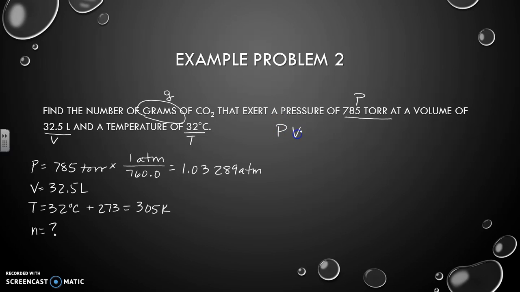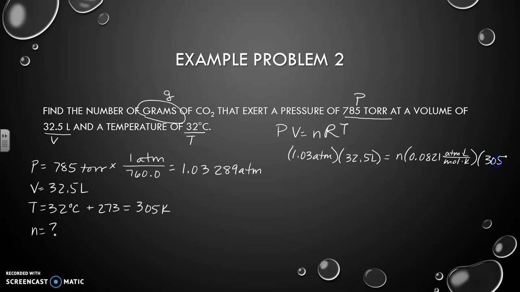So now we just plug into PV equals nRT, and we do 1.03 ATM times 32.5 liters is equal to N times, now we've got ATM as our pressure unit, so this time we're going to use 0.0821 as our R value, and then 305 Kelvin. Units cancel, we're left with moles. When we do the math, it tells us that we have 1.336834 moles of carbon dioxide.